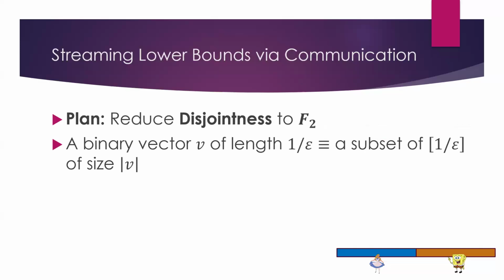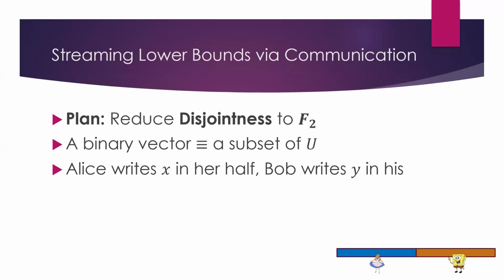And what is going to be the reduction? The reduction is going to be quite straightforward. So Alice simply is going to write in her half of the stream her input, all of the elements in her set of the disjointness problem, and Bob is going to write in his half of the stream his input, his set for the disjointness problem. And now we're going to make the following simple observation. What is the second moment of this entire stream? Every element that appeared only in Alice's part or only in Bob's part is going to contribute 1 to the second moment, right? Because it is an element that appears with frequency 1.